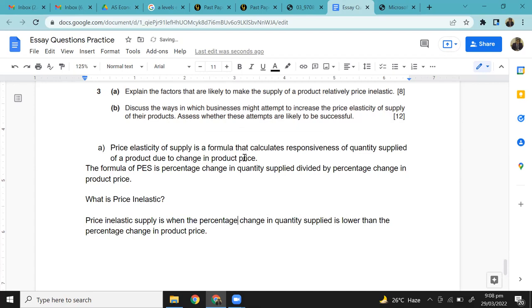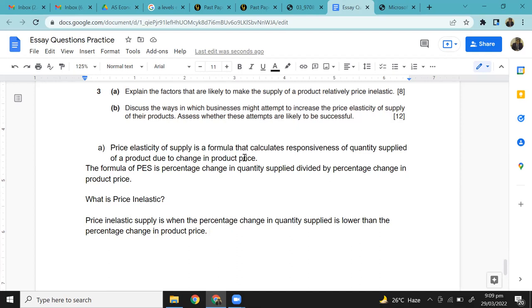So how do we find out if it's inelastic? For a given change in price, the change in quantity will be less than that. For instance, if price is changing by 10%, the change in quantity would be anything less than 10%. That could be 8%, that could be 7%, anything but less than 10%. Are you getting me? So that's what price inelastic is.